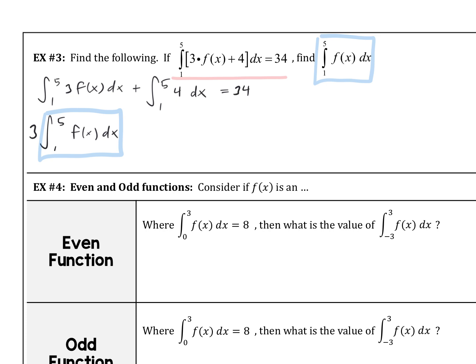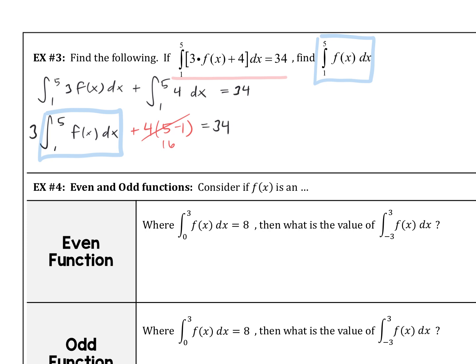What can I do with this second piece here? If I've got from 1 to 5 of 4, what property can I use from the previous page, if I just have a constant? Yeah, it's 4 times b minus a. In this case, it is 5 minus 1. Is equal to 34. Now we just got to do a little bit of algebra. What is 4 times 5 minus 1?